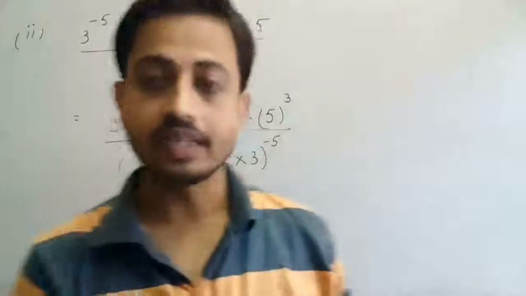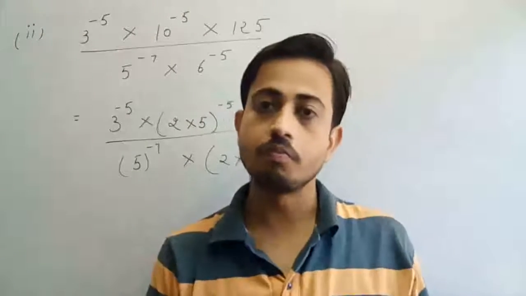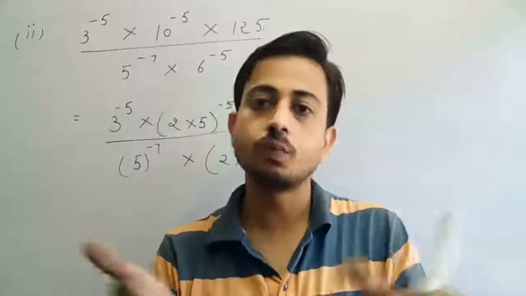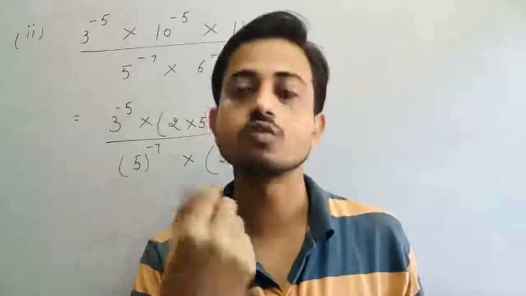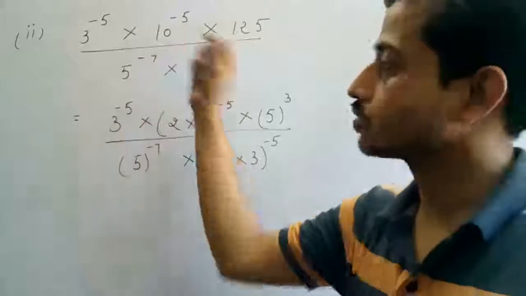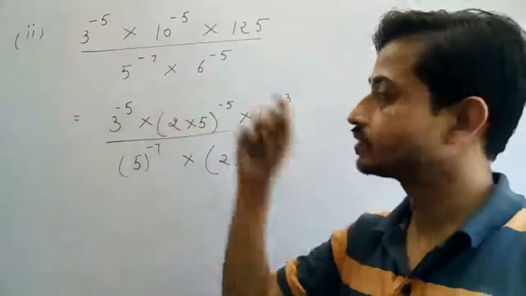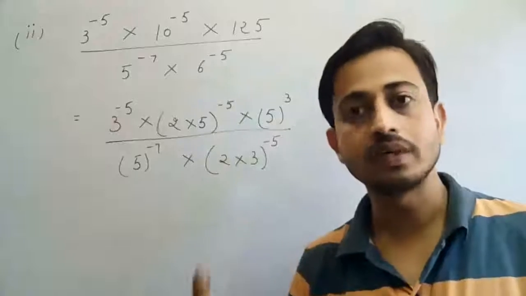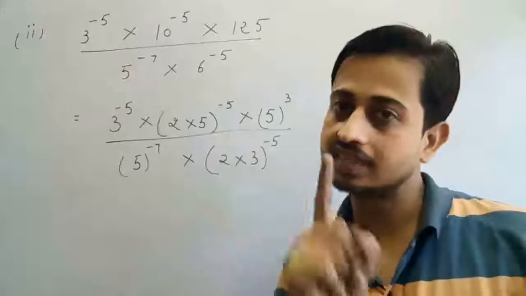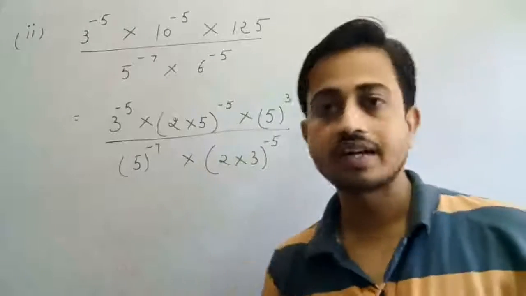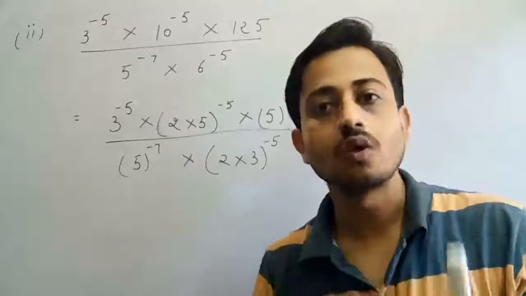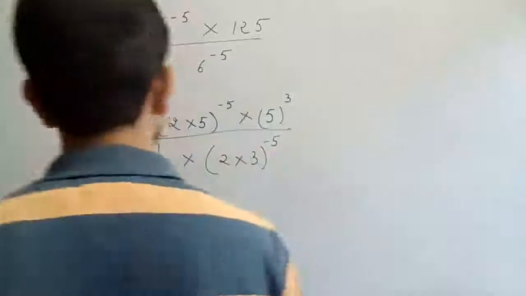If you get any term whose exponent is large, you have to split it to make it the smallest term. Because 10 is the largest term, you have to split it into 2 into 5. Same, 6 is large, you can split it into 2 into 3. So the second step is what? You have to try to split and make it the smallest term. Now solve this.